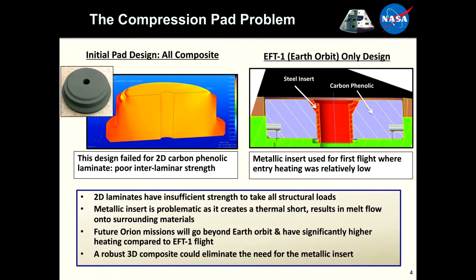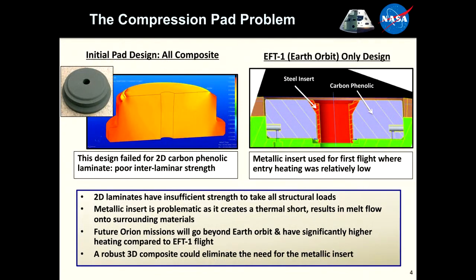So what was the problem with the compression pad for that design? The initial design is kind of shown in the top left here, and it was an all-composite design, simply with a hole in the middle for that explosive bolt to feed through and do its role. The problem was that this material was a 2D carbon phenolic laminate material, and as laminates do, it had poor interlaminar strength. So that Z direction, it's just held together with glue. There's no fibers in the Z direction. You can get some poor strength. So this design didn't work out.